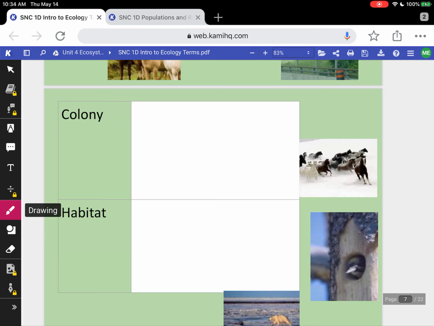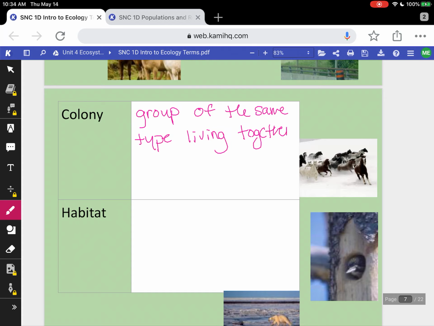All right, now a colony. So a colony is a group, again, of living things of the same type living together. Okay, so an example of this could be a family, or if we're using our horses, a herd of horses. Or a family works as well.